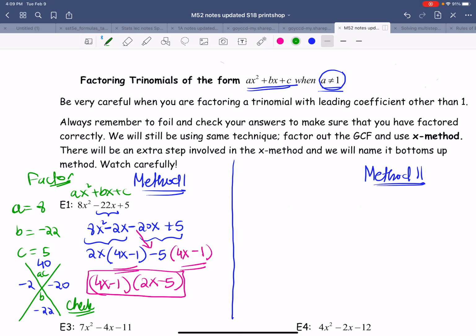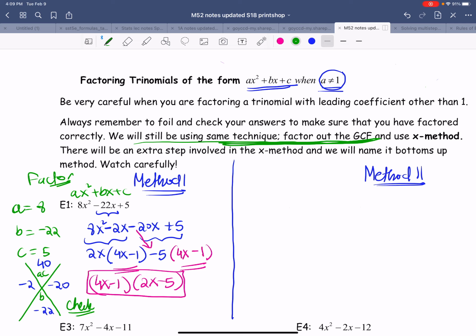Now, one thing I didn't mention in the beginning: always take out the GCF first. Before we do the x method, always take out the GCF first. You can take out the GCF at the end as well, but it's better to take it out in the very first step. You will be working with smaller numbers then.